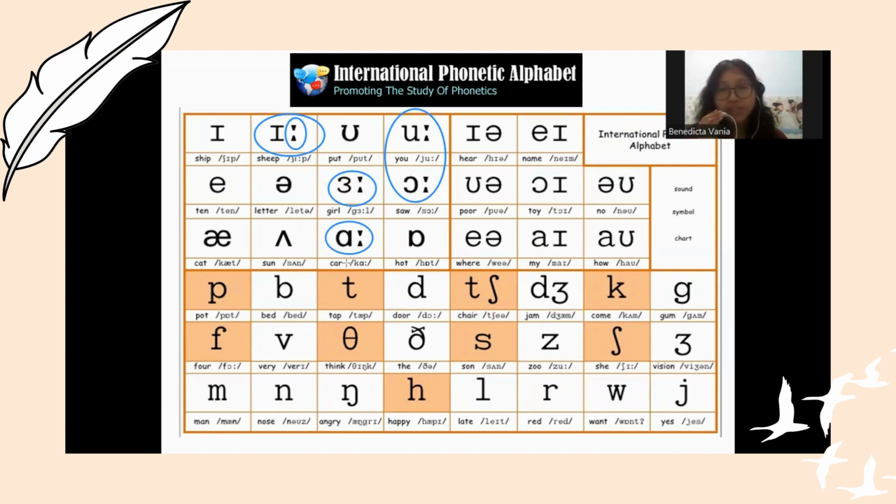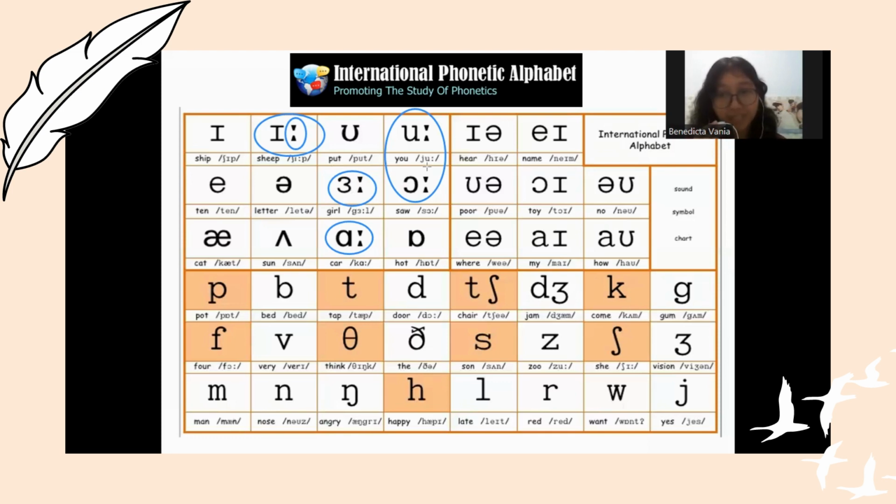Now let's move on to the fourth long vowel, which is this one. It is read as oo. It is used in words like ooze, food, June, moon, do, woo.